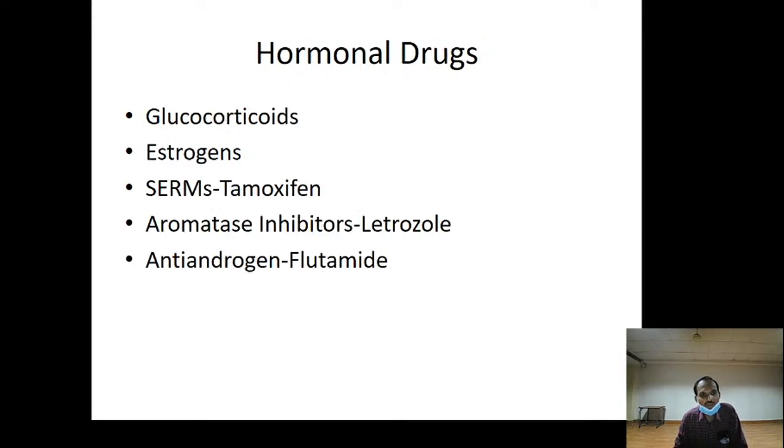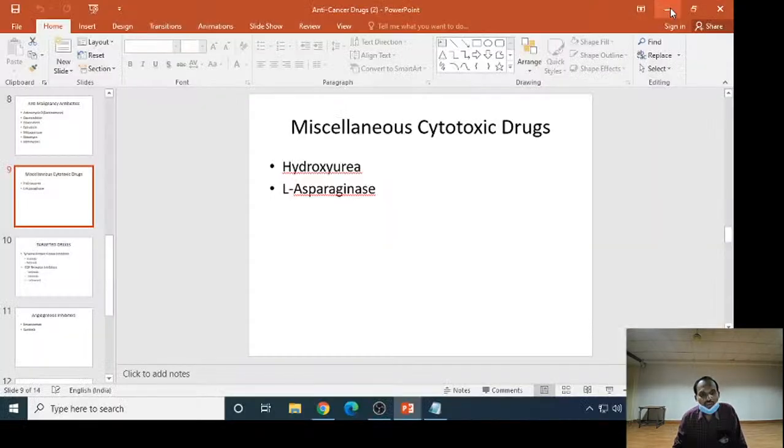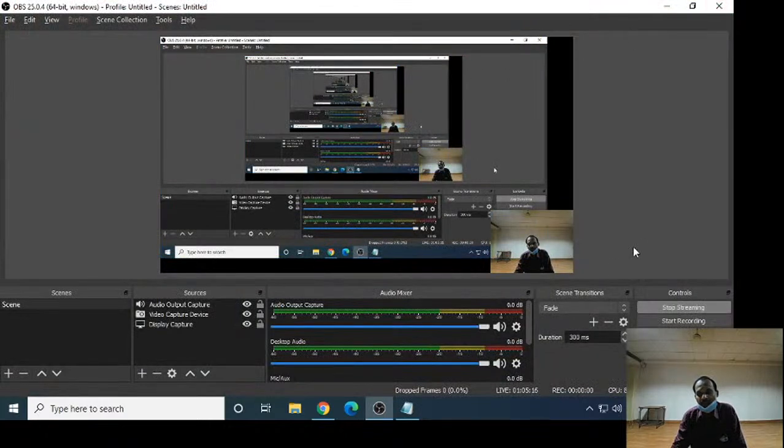Then of course glucocorticoids for lymphomas, estrogens for prostate cancer, tamoxifen for breast cancer, then aromatase inhibitor letrozole for breast cancer, tamoxifen for both prophylaxis and treatment, for estrogen receptor positive as well as negative, and premenopausal as well as postmenopausal women. Then anti-androgen flutamide in prostate cancer. So I think that completes comprehensively the entire topic of malignancies.